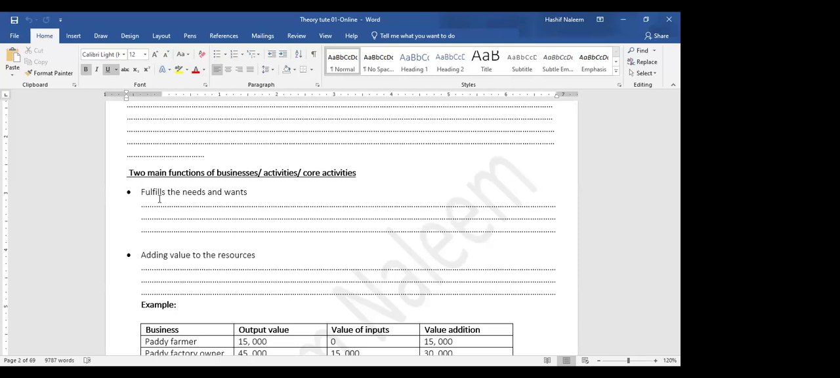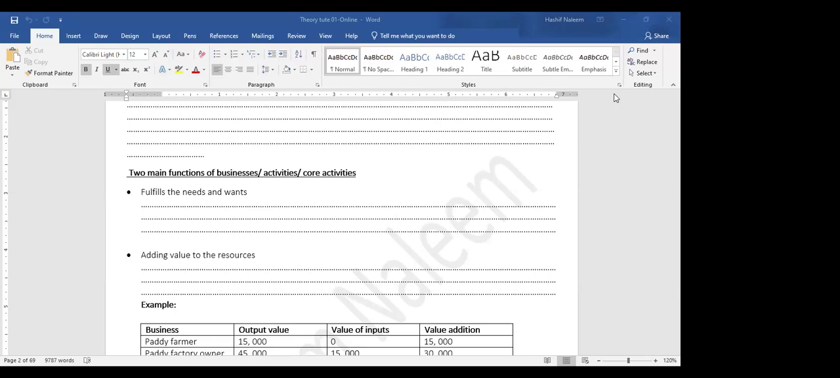So you all know this: fulfilling needs and wants. Okay, perfect. I'll throw out some businesses, and you tell me the need or want they are fulfilling. Dialogue is a business. What's the need or want they are fulfilling? Dialogue, a telecommunication company. What's the need they are fulfilling? Communication. The need they are fulfilling is communication.